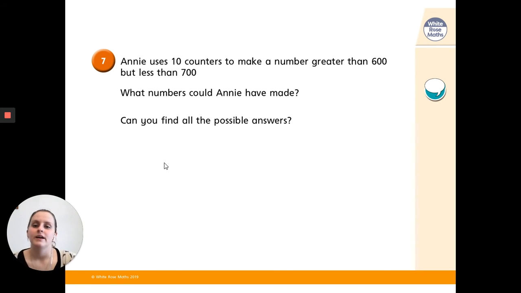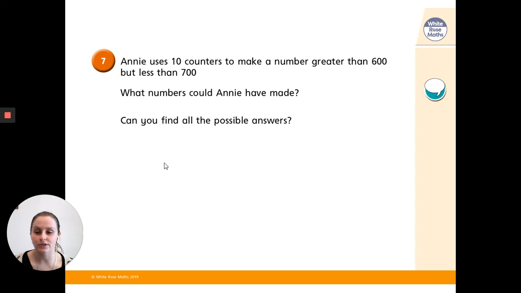Number 7. Annie uses 10 counters to make a number greater than 600 but less than 700. So what number could Annie have made? Can you find all the possible answers? So it's got to be more than 600 but less than 700. So by that, I know that all of the numbers that I possibly could come up with will always start with a 6 because it has to be in the 600s.